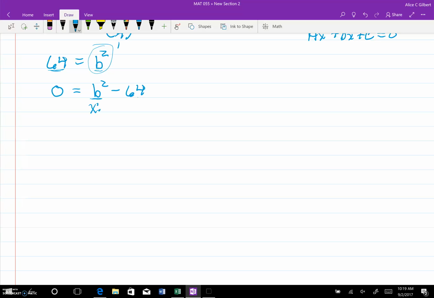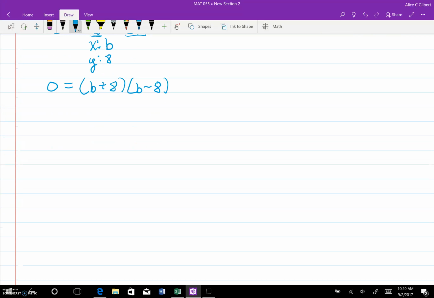Can I get an even square root of b squared? Well, that would be b. Then I need to see, can I get an even square root of 64? Well, that's 8. So this indeed is a difference of squares. So we would have b plus 8 and b minus 8. Now it's fully factored, and so I just set each of these equal to 0 and solve. So this is b equals negative 8 and b equals positive 8.